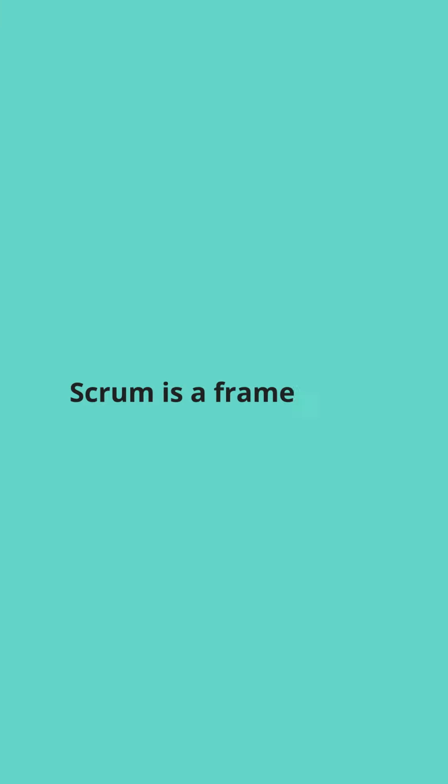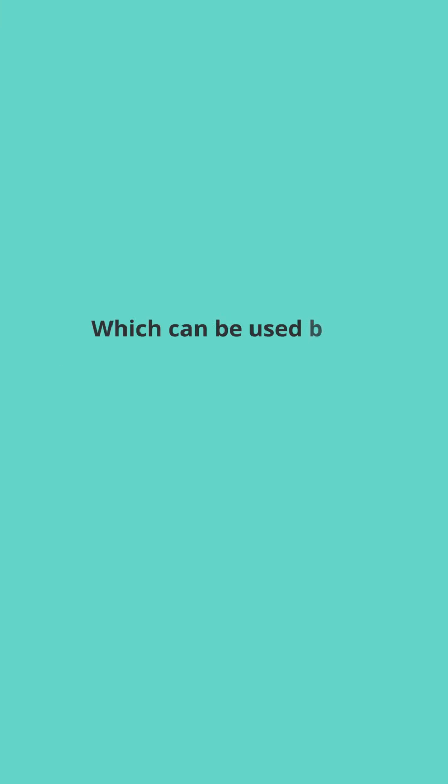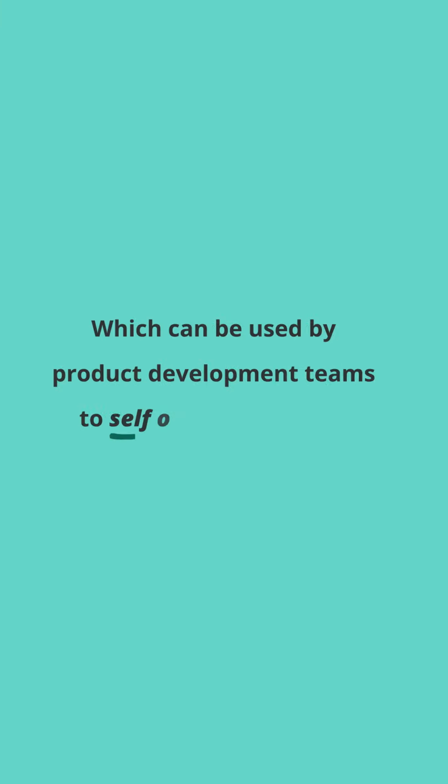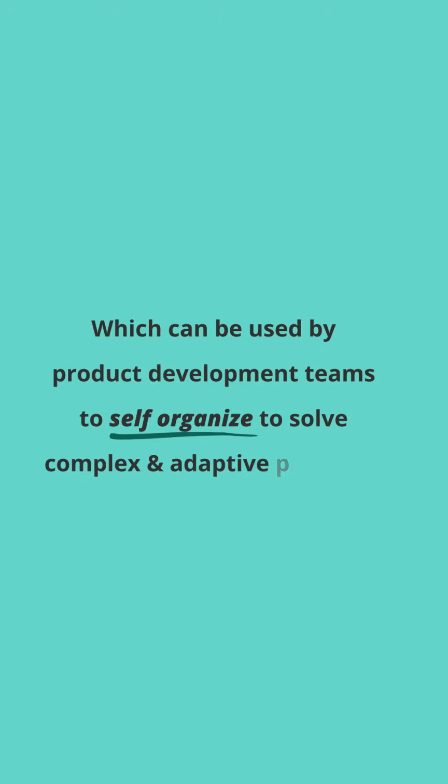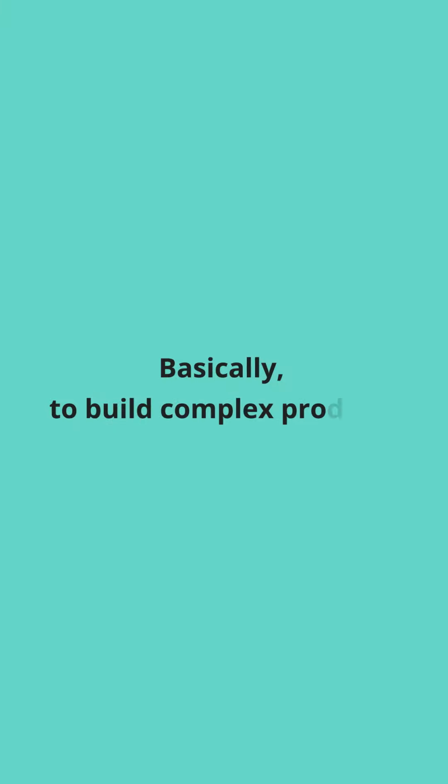So Scrum is a framework which can be used by product development teams to self-organize to solve complex and adaptive problems. Basically to build complex products.